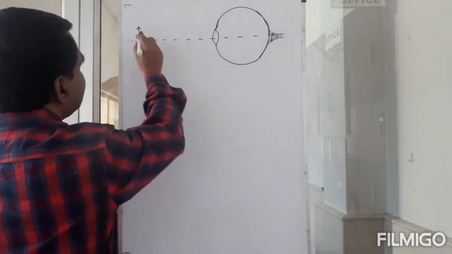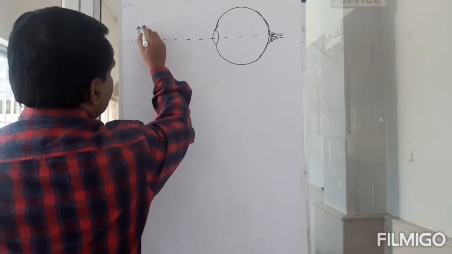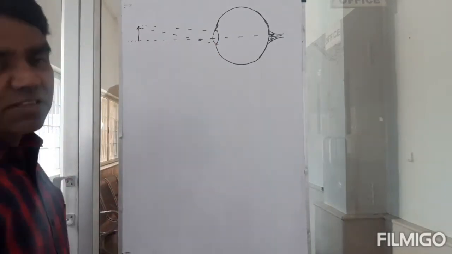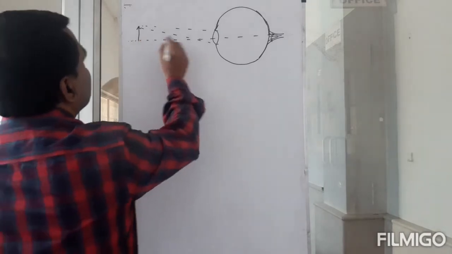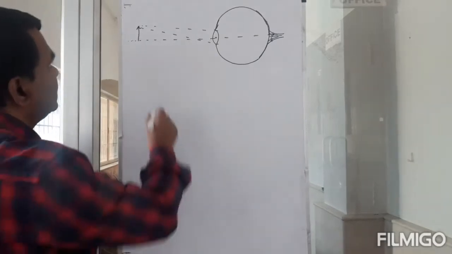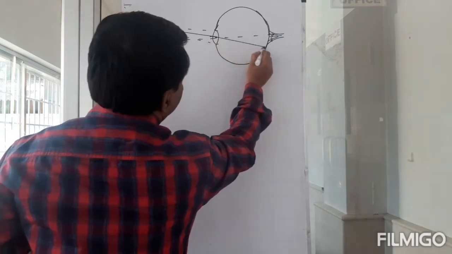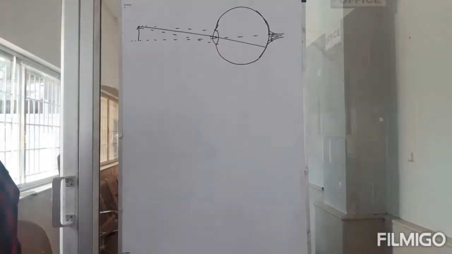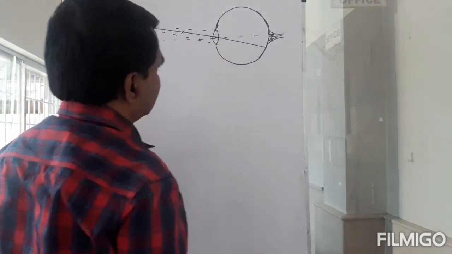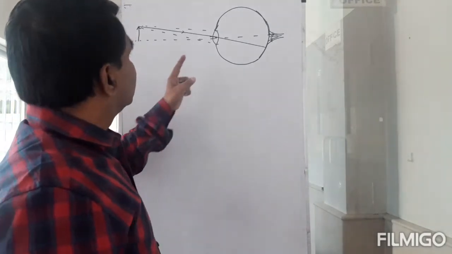So what do we know? From this point, there are many rays that reach here, right? Let me just take one ray, for example. Let me take the ray that goes through the optical center of this lens. It will go undeflected. We know that. The ray that goes to the optical center will go undeflected. And you see that it's here.